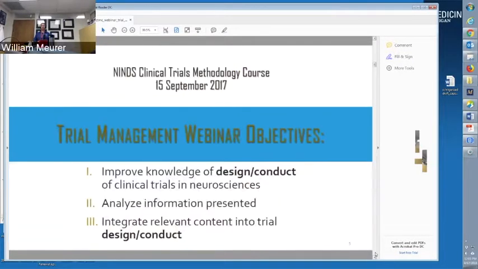So, some of the things that she wanted to get across, and this is something that has been a theme in the CTMC, but understanding issues with regards to the design and conduct of clinical trials. And think about various models for keeping yourself organized. This is a little bit of good advice for people in science and academics in general, and how to conduct a strong trial.